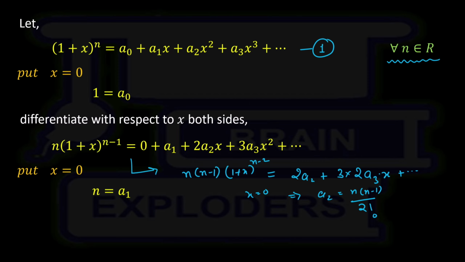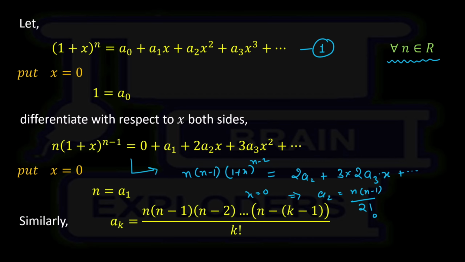So if we proceed in this way, then finally we will get that ak, that's the coefficient of x raised to the power k in the series, is n times (n − 1) and so on up to (n − k + 1) over k factorial. So it seems that we have proved the formula, but here is the catch.